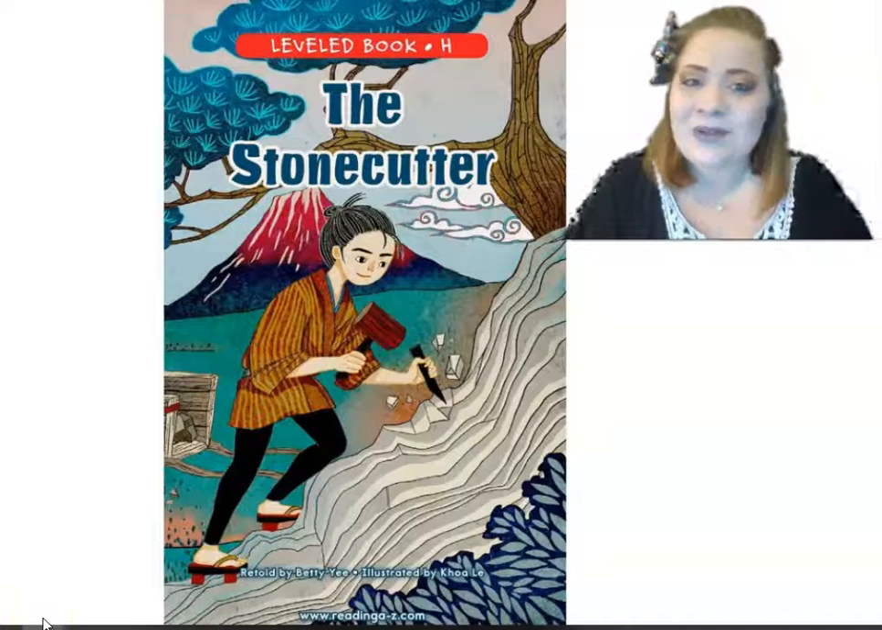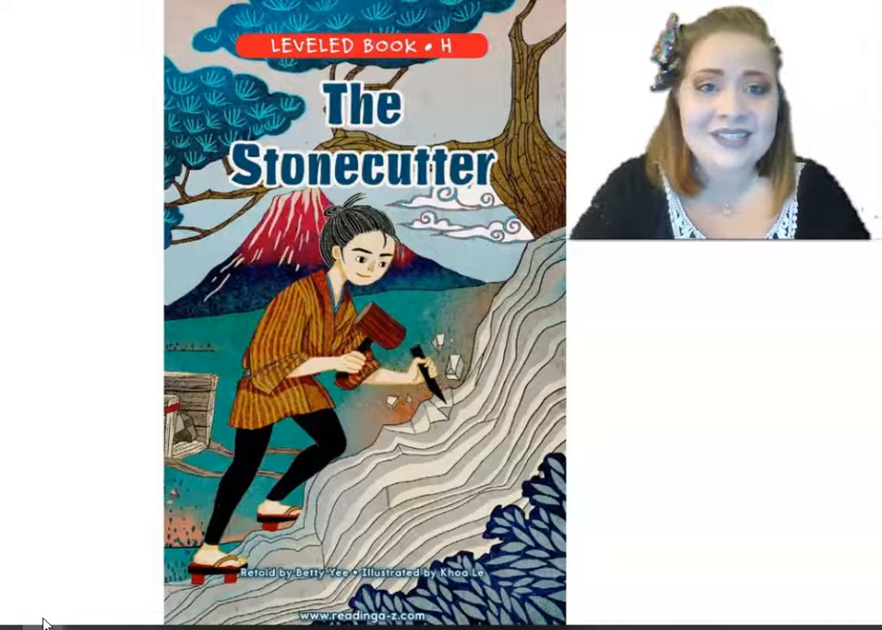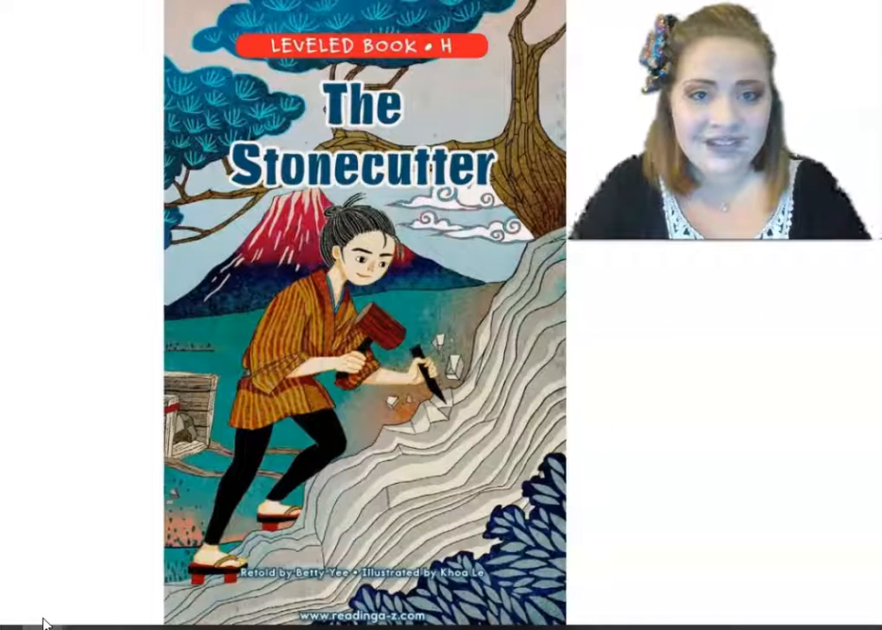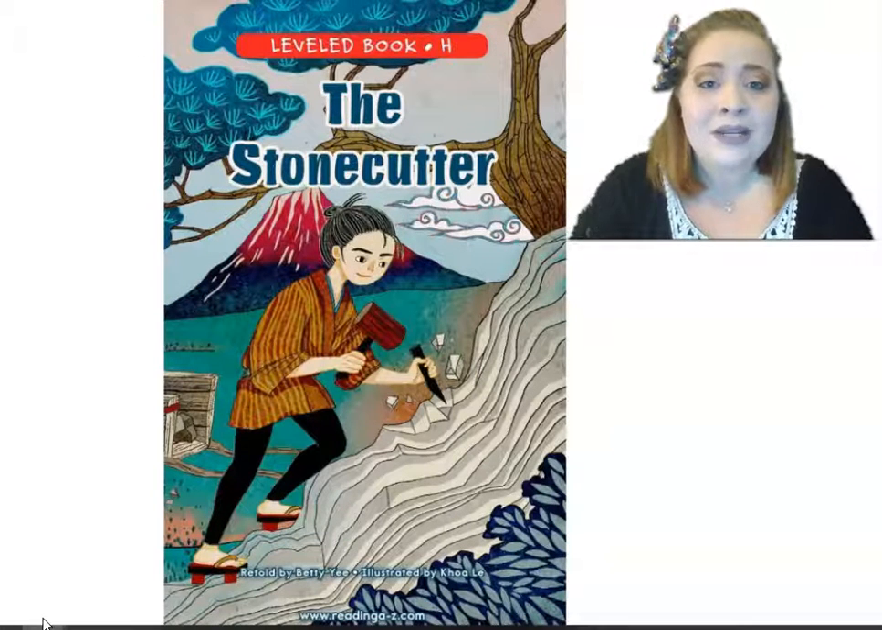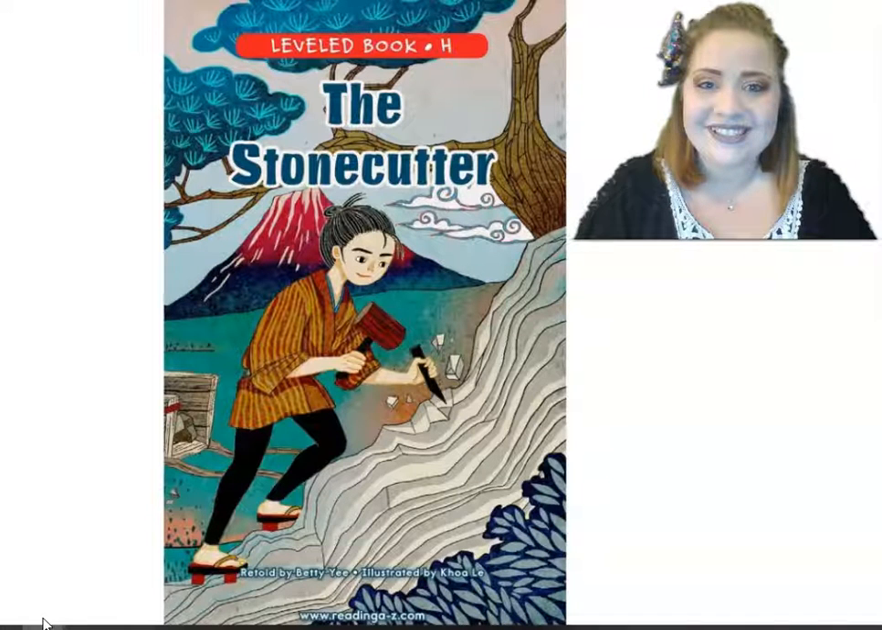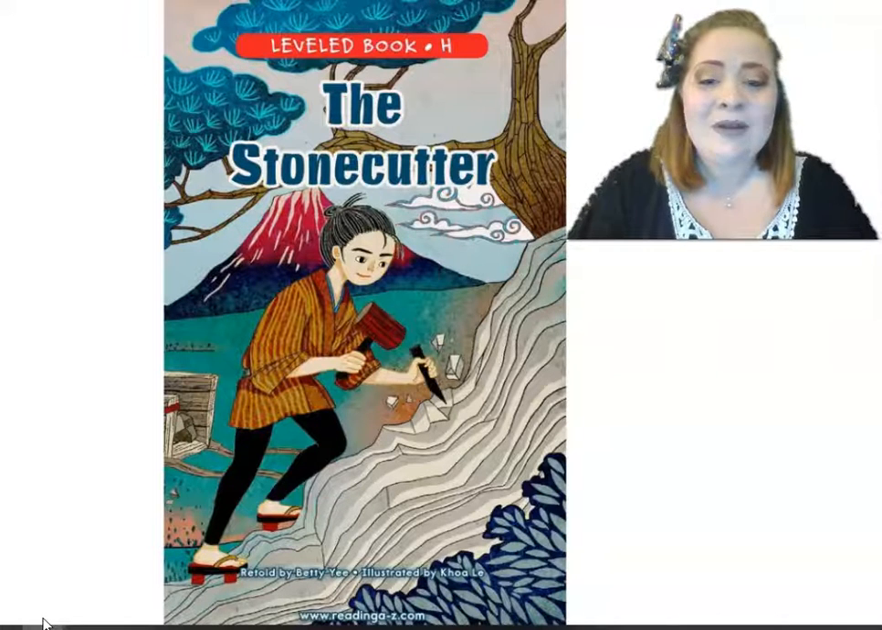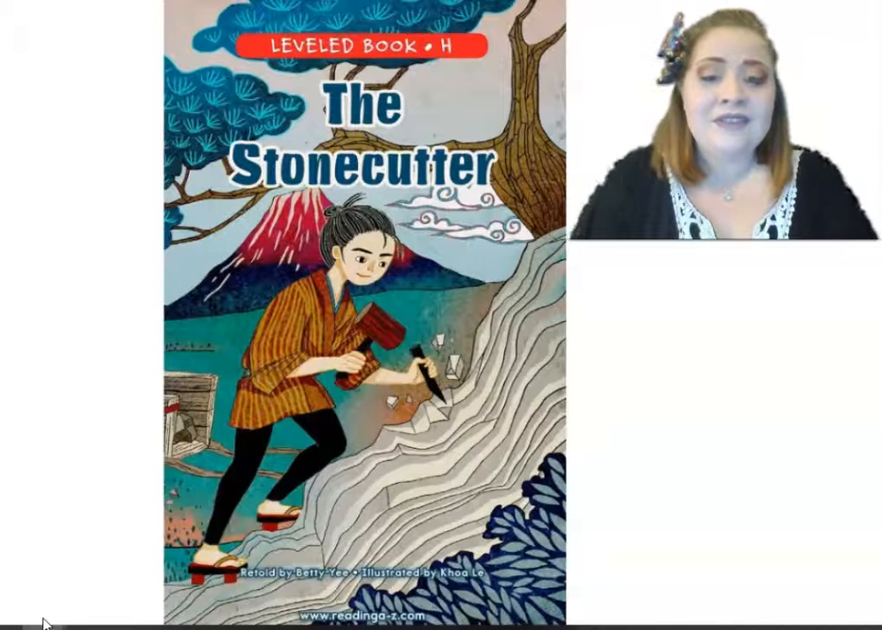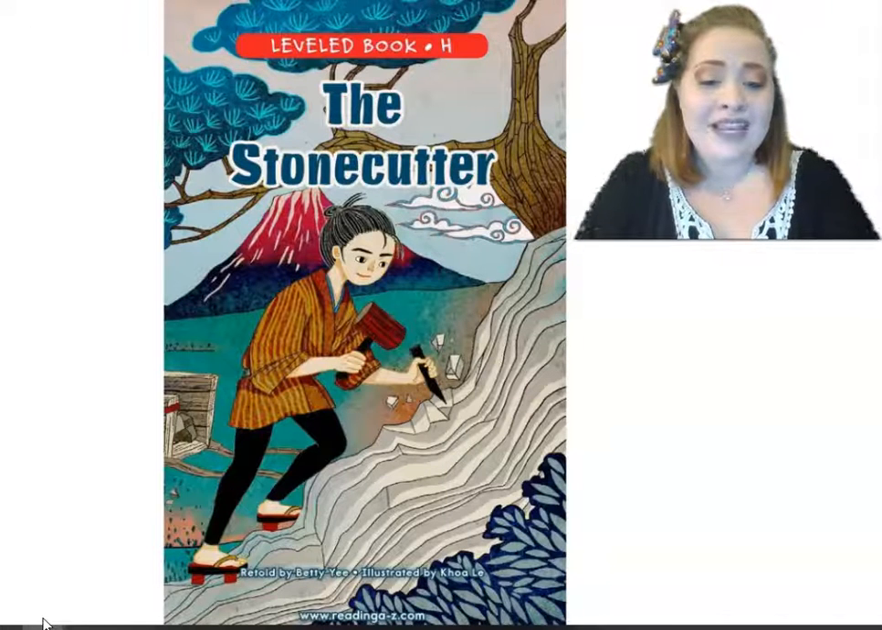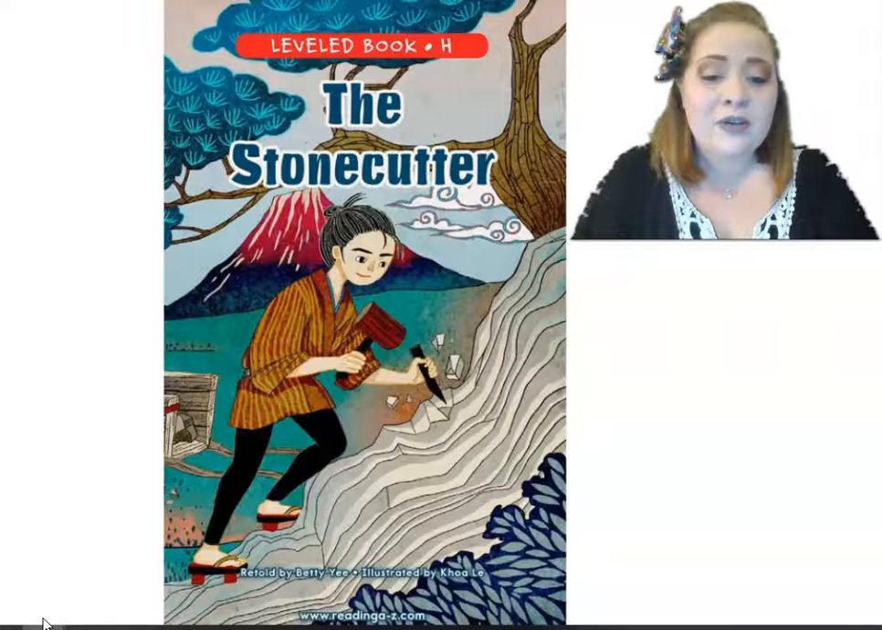This is an activity that goes along with your social studies lesson this week about mountains in North Carolina. This week we are reading folk tales for both of our activities in science and social studies. Today we are going to be reading a folk tale called The Stonecutter. This story is retold by Betty Yee and illustrated by Ku Lee.